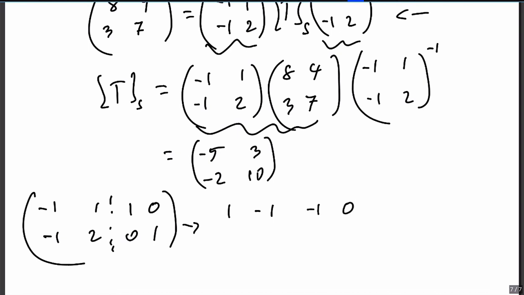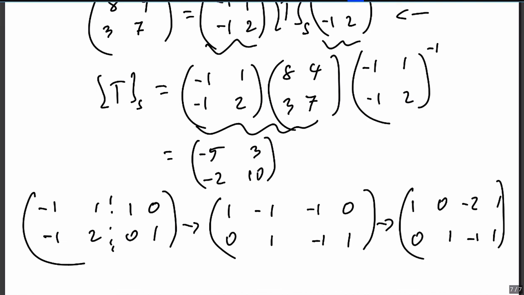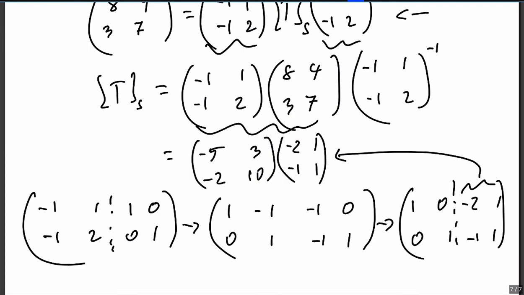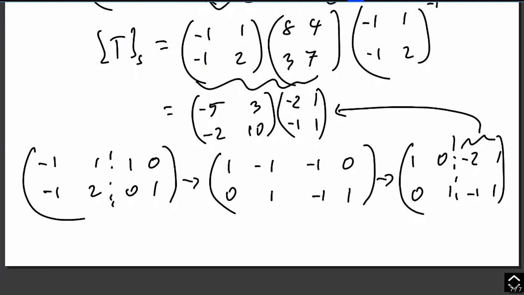-1. Then we add this to the second row. 0, 1, -1, 1. And then we subtract, or we add the second row to the first one. We get 1, 0, -2, 1, and 0, 1, -1, 1. Since we got the identity on the left, this means that that's the inverse. -2, 1, -1, 1. It's actually fast to invert it.